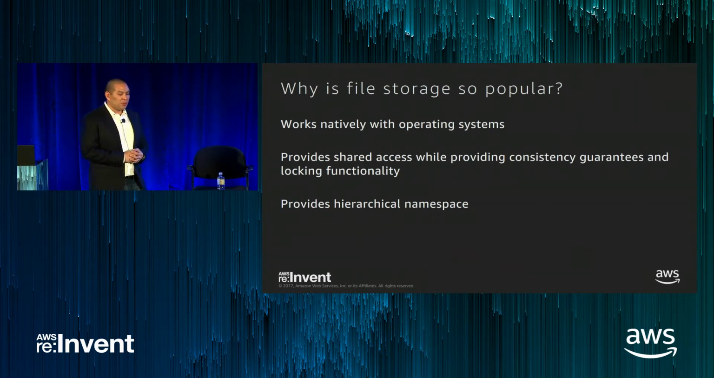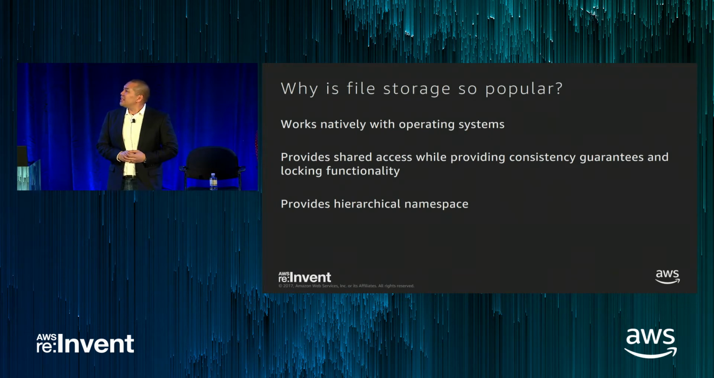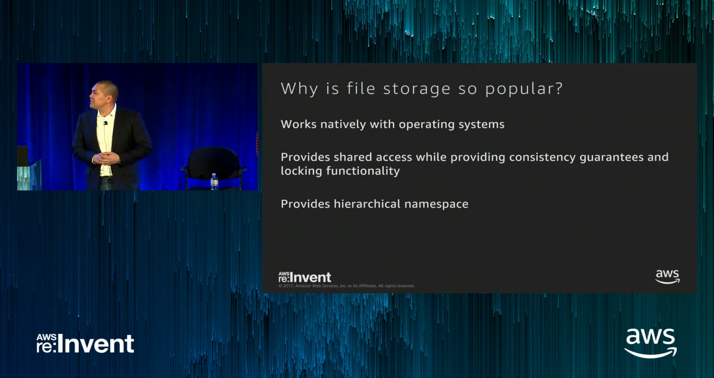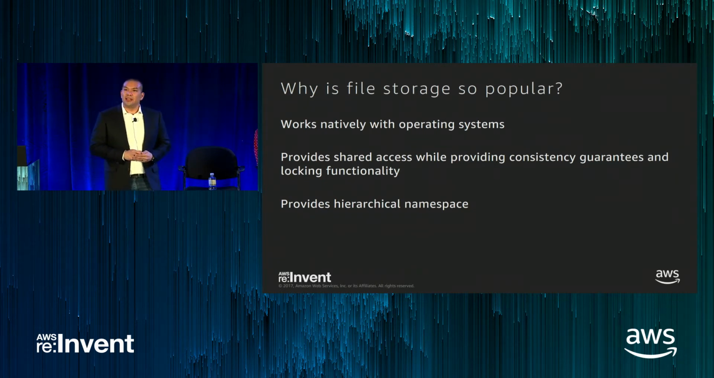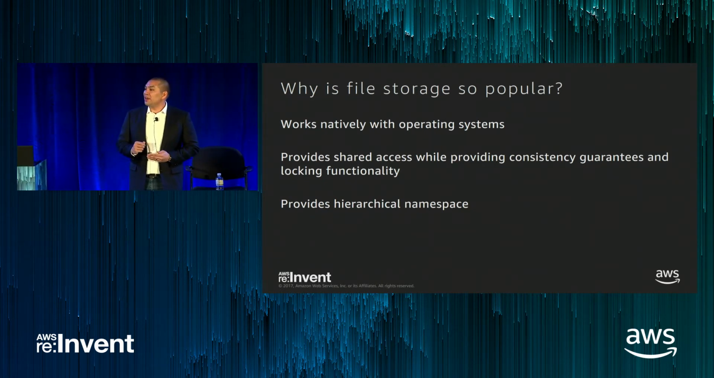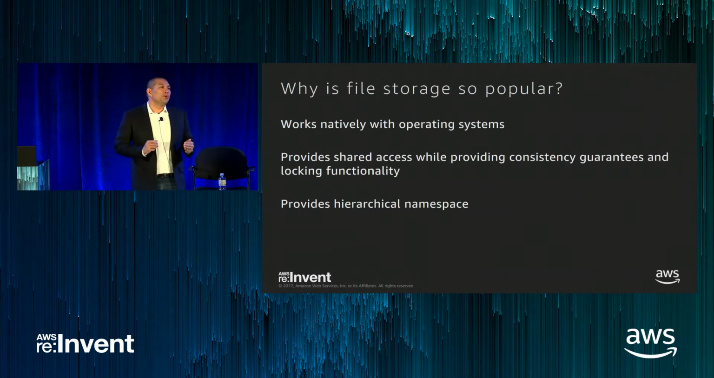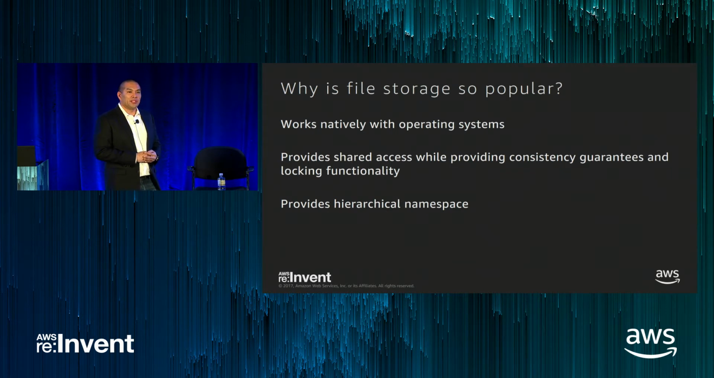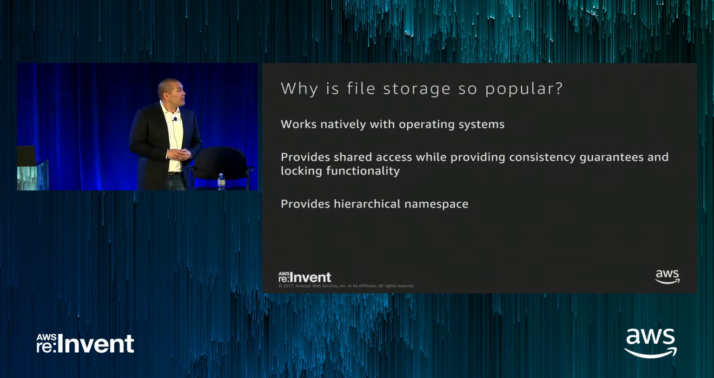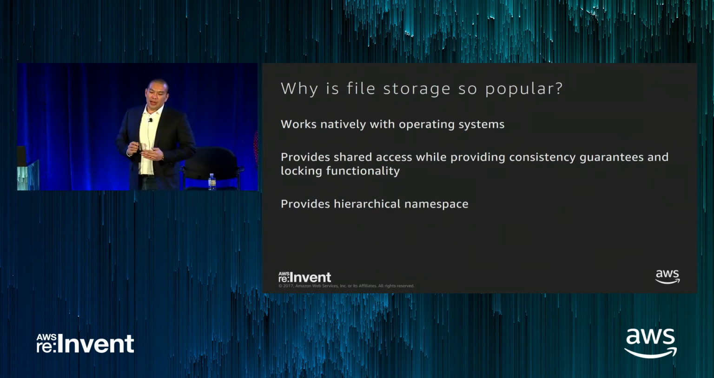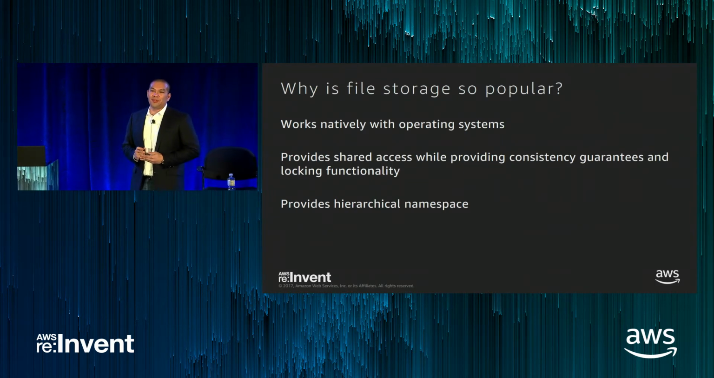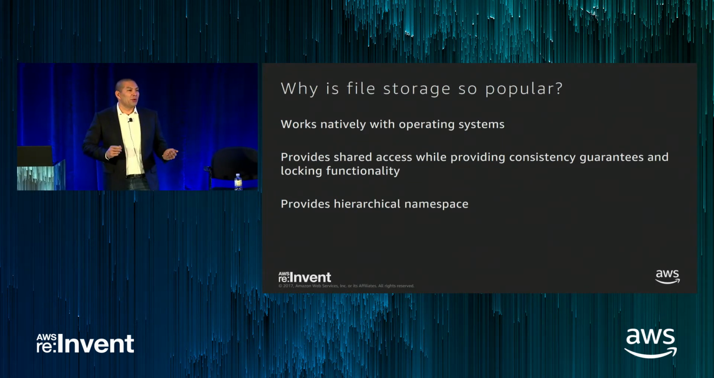File storage is popular because it provides shared access while providing consistency guarantees and locking functionality. Guarantees on how your data is updated and the ability to take a lock on a file or part of a file is super useful for distributed applications with multiple readers and writers on that same set of data. And lastly, file storage is popular because it provides a hierarchical namespace. And a hierarchical namespace is a super helpful and natural way to think about and organize your data.